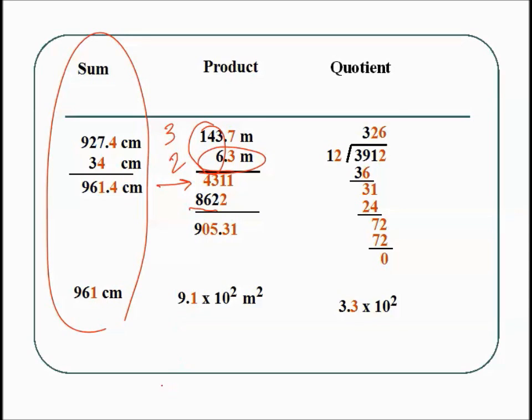So all the digits in a measurement that you are certain of plus the first uncertain digit right there. So we'd round that to 910 or 9.1 times 10 squared. Same thing happens for division. I'm not going to go through that. You can take a look at that and do that on your own.